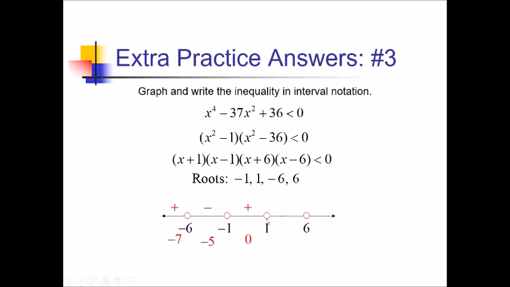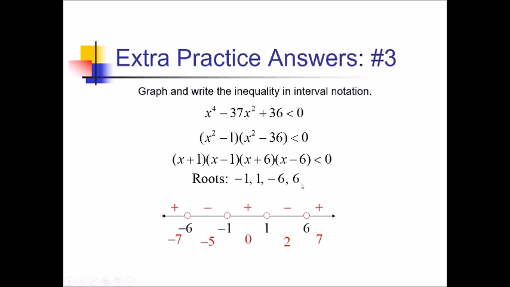Plugging in something between 1 and 6, let me use 2. So 2 plus 1 is positive, minus 1 is positive, plus 6 is positive. The only negative is 2 minus 6. 1 negative gives me a negative result. Finally, something bigger than 6, like 7. 7 plus 1, minus 1, plus 6, minus 6. Those are all coming out positive, so this whole thing is positive.